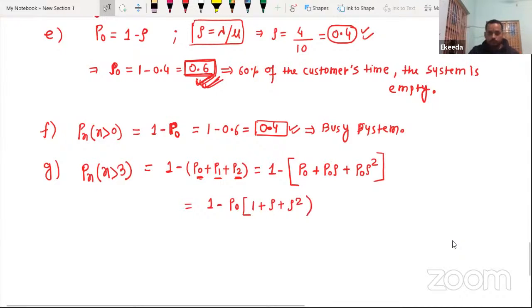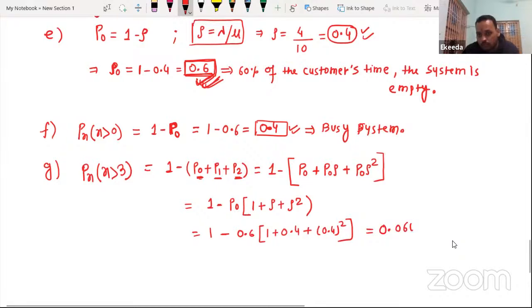Okay. So P naught is 0.6 into 1 plus rho, which is 0.4, plus 0.4 square. You can just solve that value, and after solving it, you will get 0.064. So this is the answer.